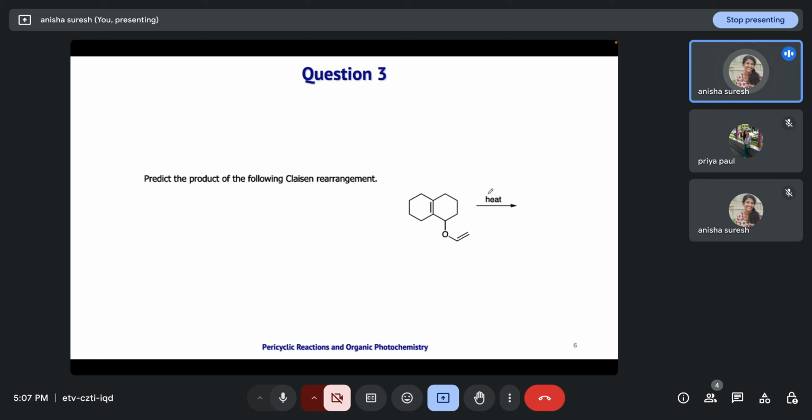Now going to the next question. Here, predict the product of the following Claisen rearrangement. We know that this is also a 3,3 sigmatropic rearrangement, so we can number it 3, 2, 1, 1, 2, 3. So what will be the mechanism? Please try to work it out.